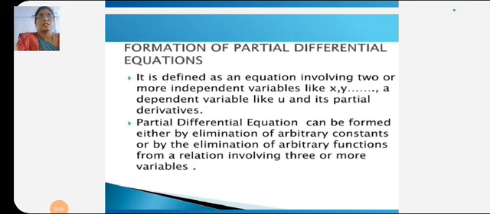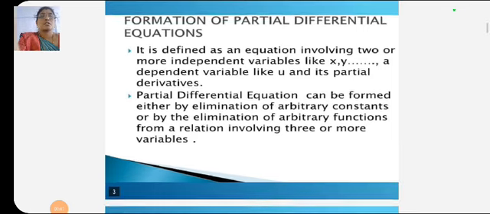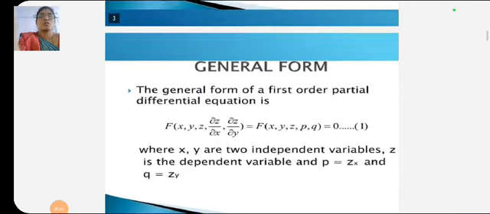It is defined as an equation involving two or more independent variables like x and y, and a dependent variable like u, and its partial derivatives. A partial differential equation can be formed either by elimination of arbitrary constants or by the elimination of arbitrary functions from the relations involving three or more variables.